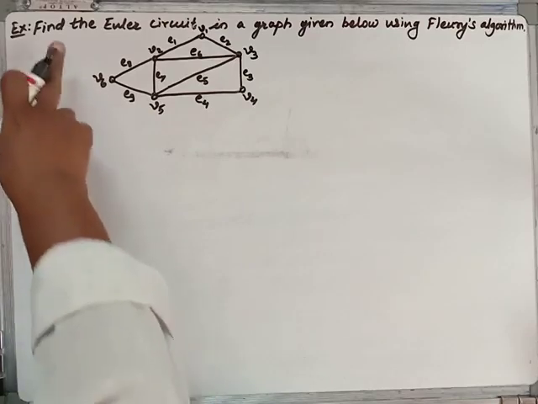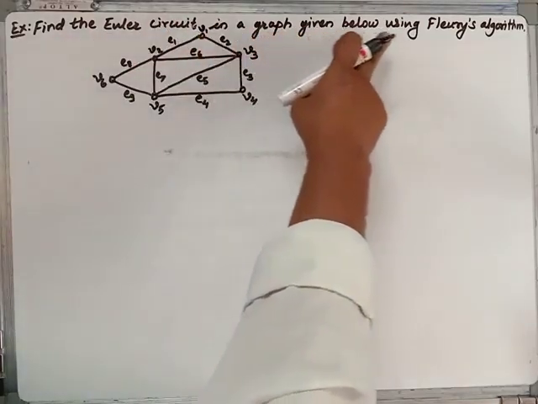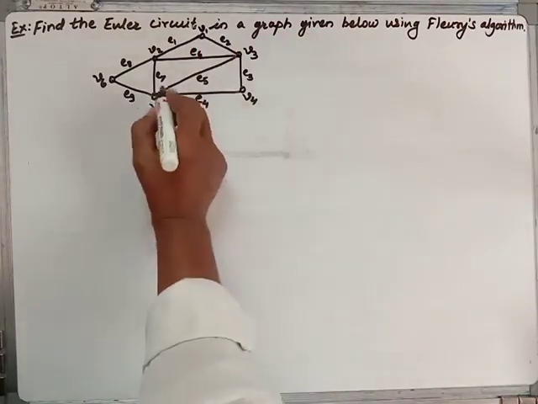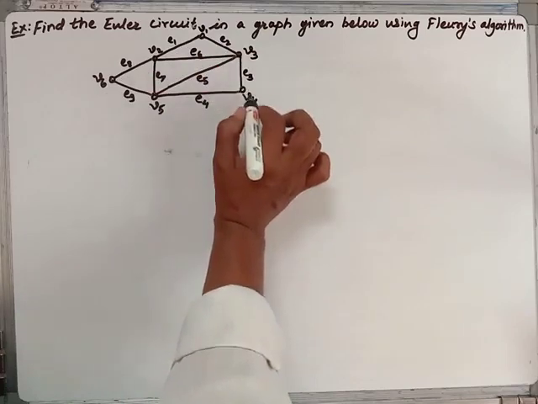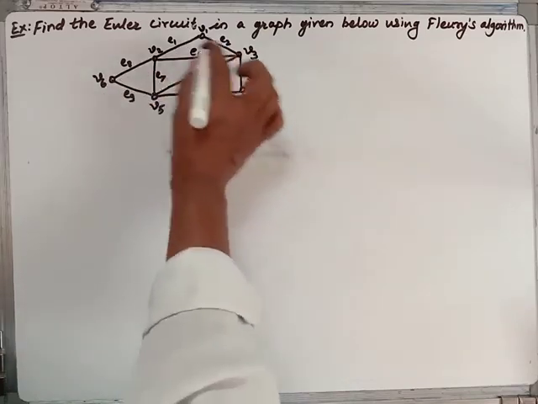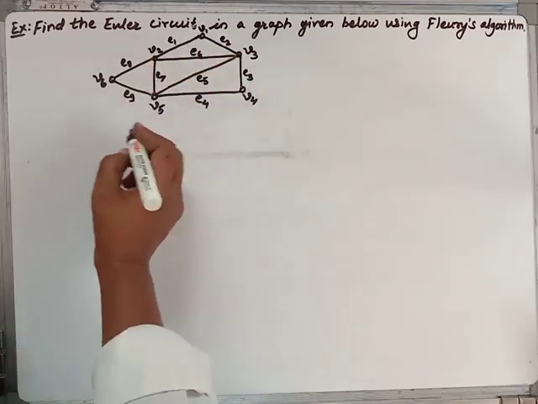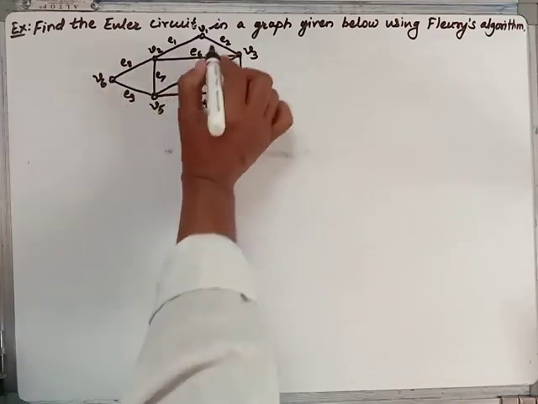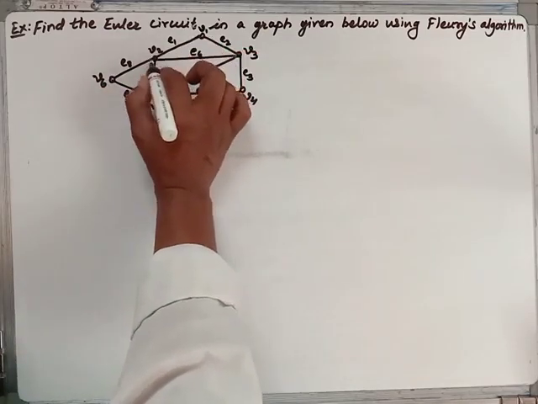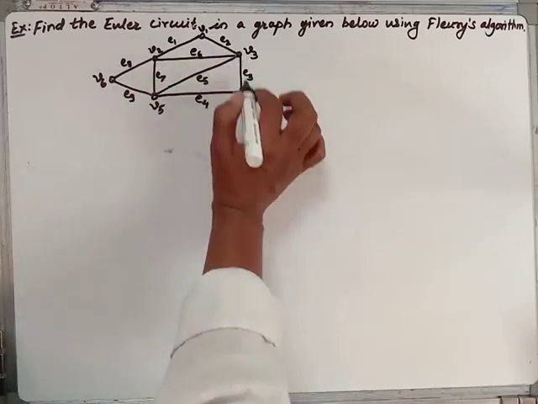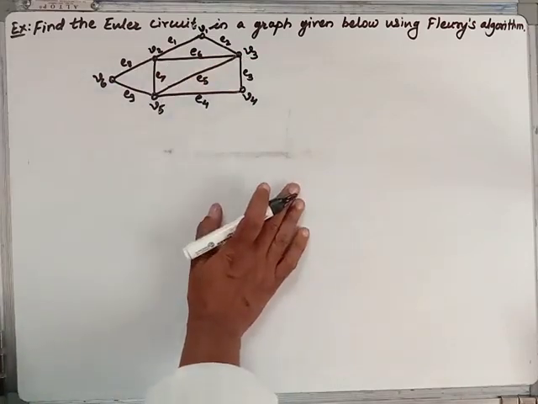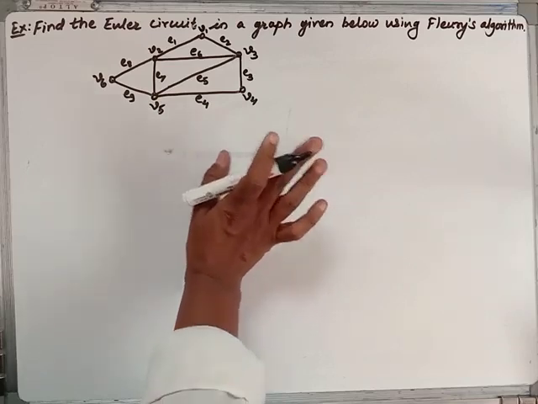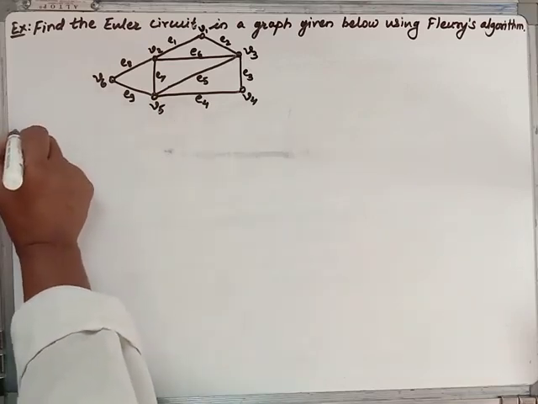The question says: find the Euler circuit in the graph given below using Fleury's algorithm. This graph is given to us. Vertices V1, V2, V3, V4, V5, V6, and these edges are there. Now let's check the degrees. Here degree 2, degree 4, then 2, 4 and 2. So all vertices are of even degree, so the graph contains the Euler circuit. This is final.